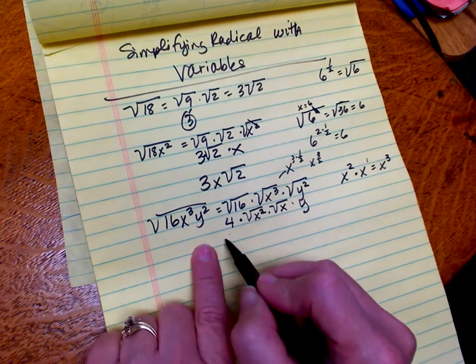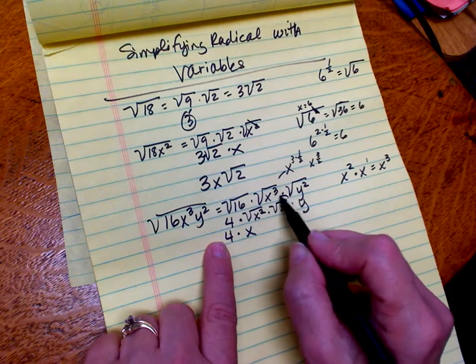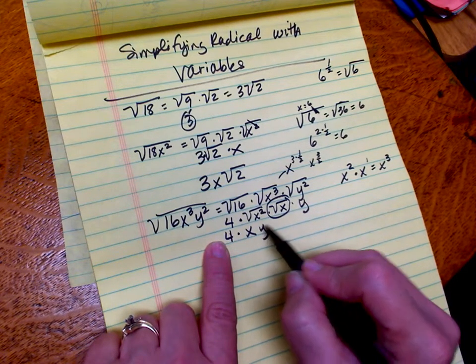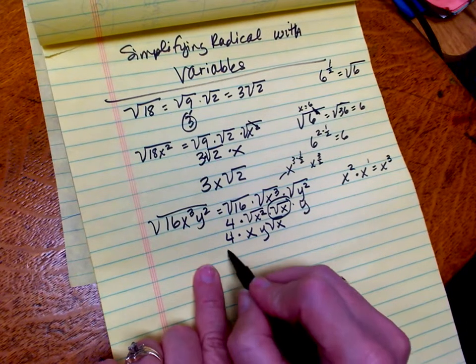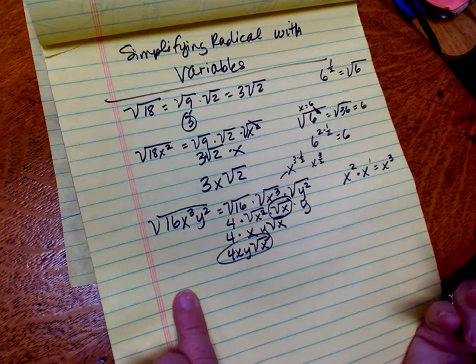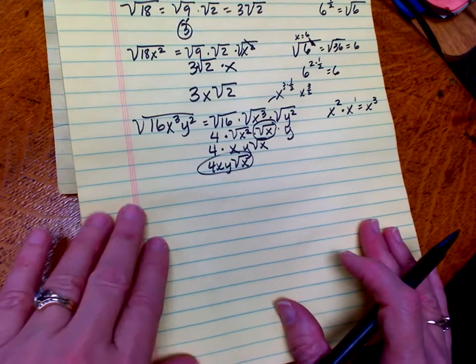Now here I can still evaluate the square root of x squared, which is x. Now this one I can't. Square root of x, I have to leave that. So it's going to be 4xy square root of x. I know you guys, your heads are spinning. All right, let's do another one.